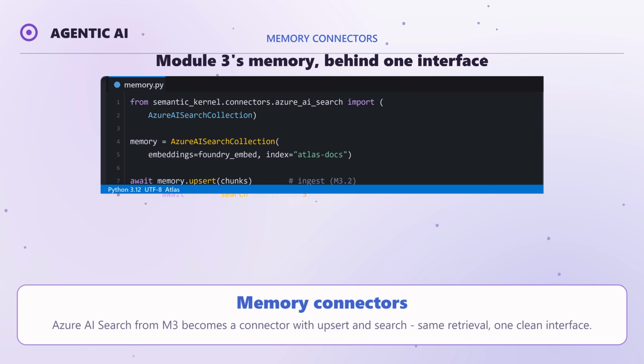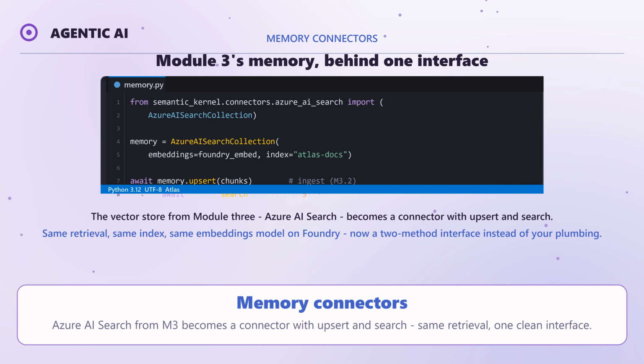Memory works the same way, through connectors. Here's the vector store from Module 3, Azure AI Search, as a connector. You give it an embeddings model on Foundry and an index, then you upsert your chunks to ingest and search to retrieve the top matches. It's the exact same retrieval, the same index, and the same embeddings we set up in Module 3, but now it's a clean, two-method interface instead of the plumbing you wrote yourself. Swap Azure AI Search for another store, and only this connector changes.